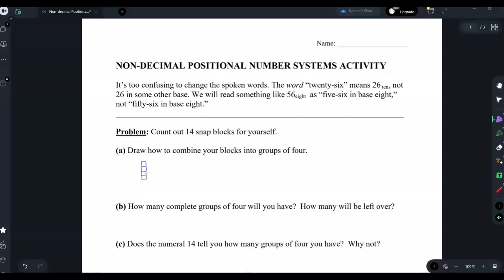So I'm going to keep counting, but I'm going to move on to the next group. So now here's 5 cubes, 6, 7, 8. I have another group of 4, so let's move on. Here's 9, 10, 11, 12 makes my third group of 4. And so then I don't have enough for another group of 4. So this is going to be 13 and 14. So I can see that I have 3 complete groups of 4 with 2 snap cubes left over.